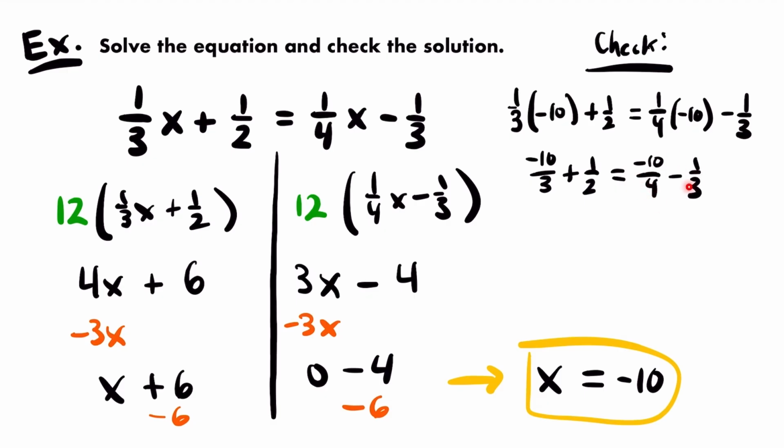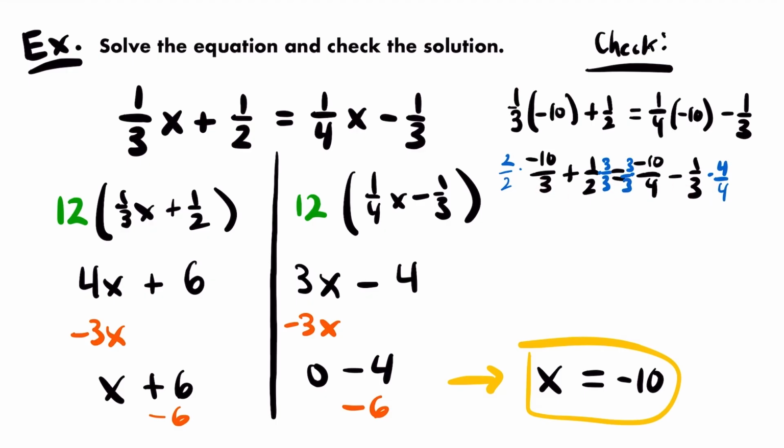Now, to get a common denominator in each case so that you can combine these two sets of fractions, just multiply each fraction by a form of 1 using the other fraction's denominator. All right, so negative 10 divided by 3 will multiply by 2 divided by 2. And then for 1/2, we'll multiply it by 3 divided by 3. Same thing over here. We'll multiply negative 10 divided by 4 by 3 divided by 3. And we'll multiply negative 1/3 by 4 divided by 4. We're just multiplying by a form of 1 using the other fraction's denominator.